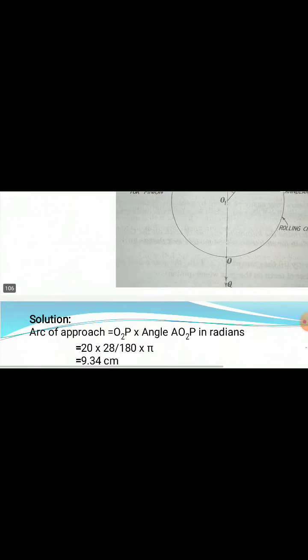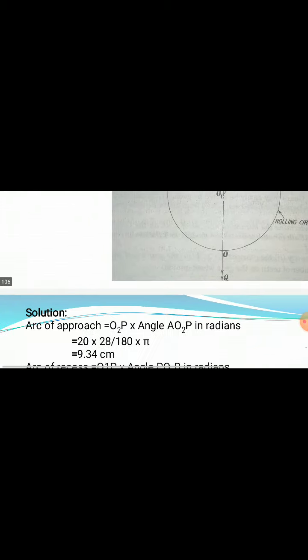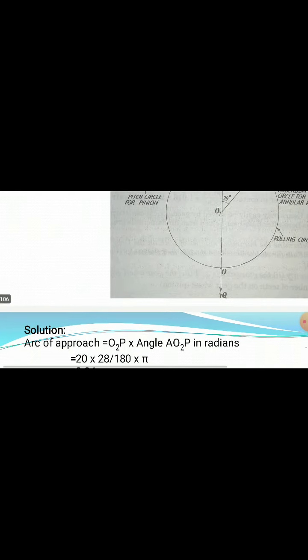And we are interested to find out AP and PB. So this we can find out by using the triangles. The arc of approach, that particular line A to P, we can find out as O to P into angle AOP. How can you find out this arc length? This arc length we can find out as radius into theta. Arc is equal to R into theta.